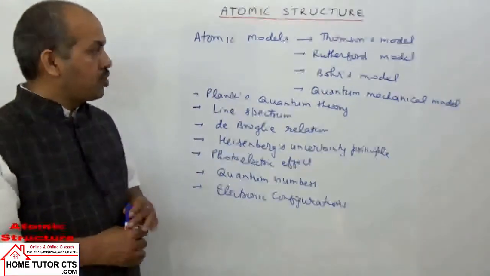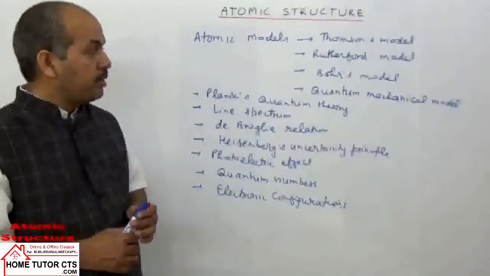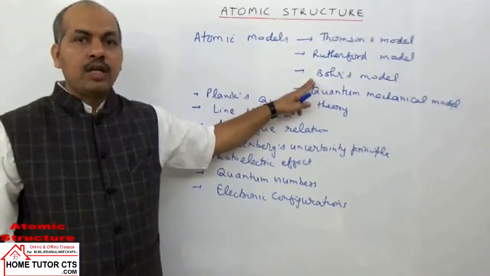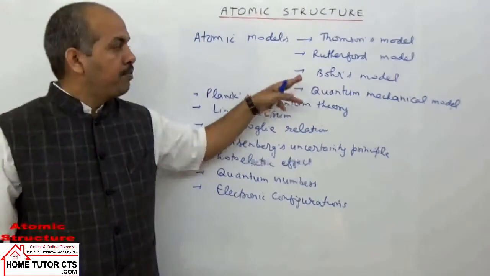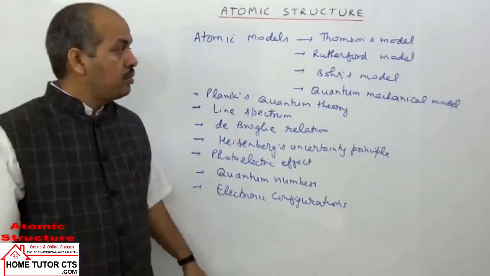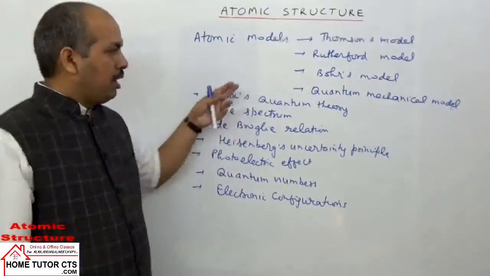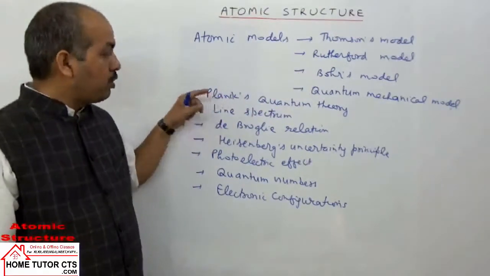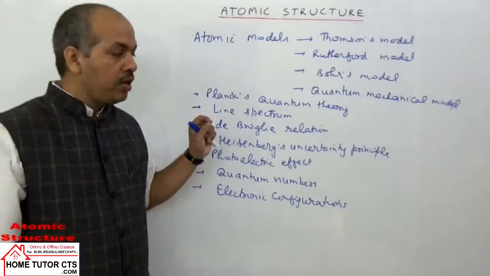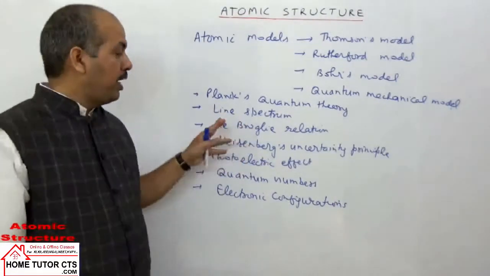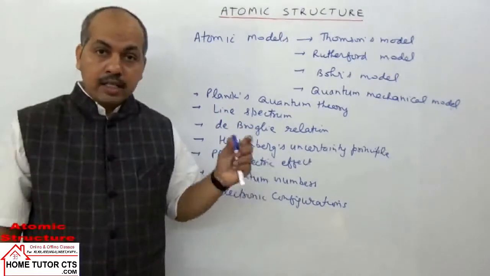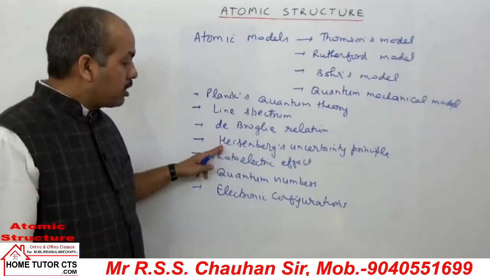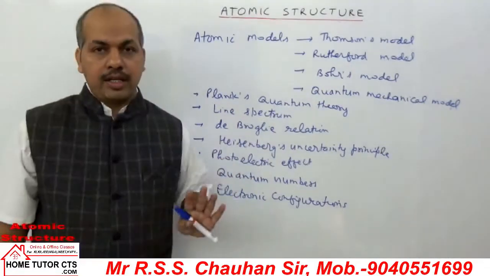In examination you get calculation-based, mathematical questions. From the Bohr model, you get calculations of the radius of the atom, electronic velocity in different orbitals, and electronic energy in different orbits for hydrogen-like atoms or ions. About that you get numerical questions. Sometimes you get calculation-based questions using Planck's quantum theory, line spectrum, and de Broglie questions are asked more frequently in examination. And also you get numerical questions on Heisenberg's principle and photoelectric effect.